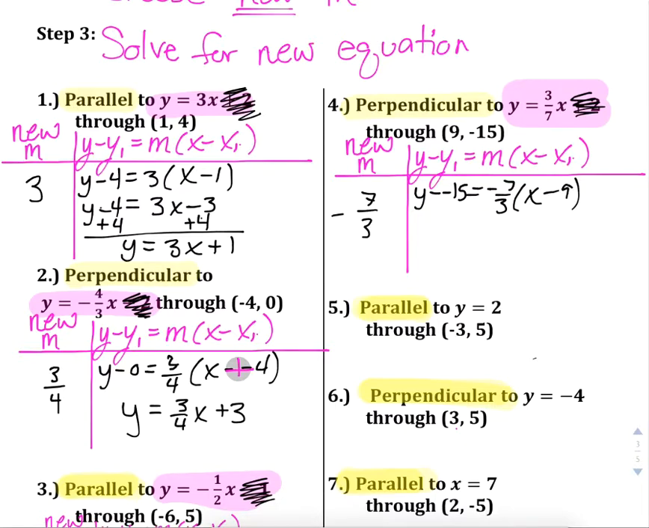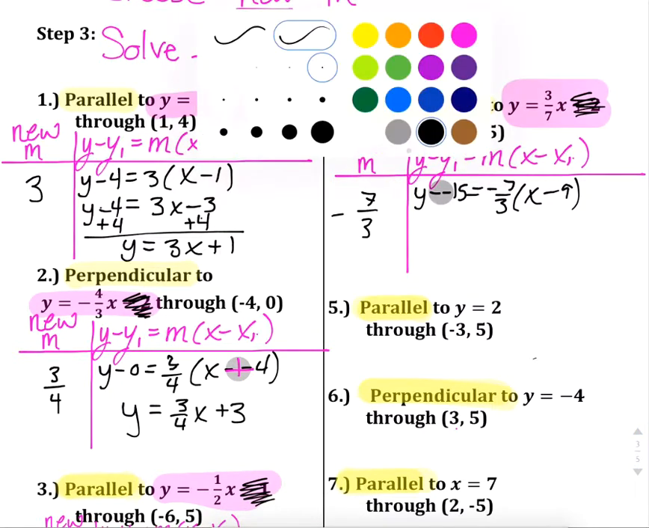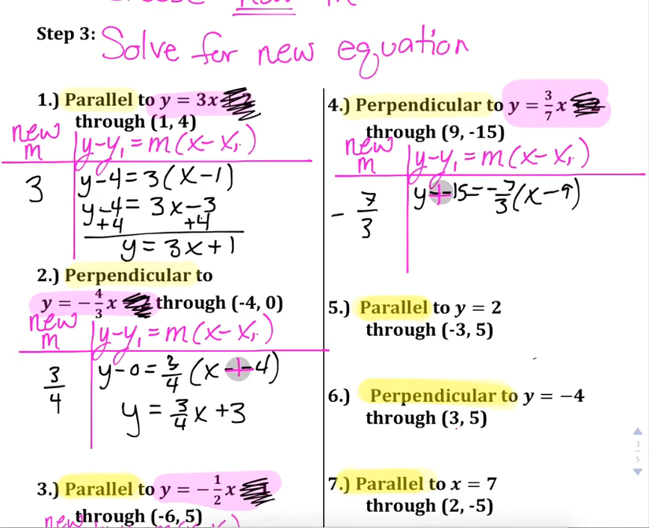I have another double negative, but it's not in the same place. This time it's with the y. So I'm going to go ahead and change that into a plus sign. Now I'm ready to multiply. I'm going to multiply negative 7 over 3 times x. Gives me negative 7/3 x. I'm going to multiply negative 7 over 3 times a negative 9. That gives me a positive 21. We're going to bring down what we have.